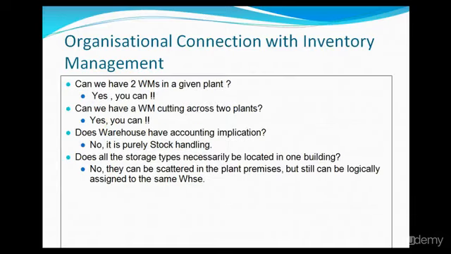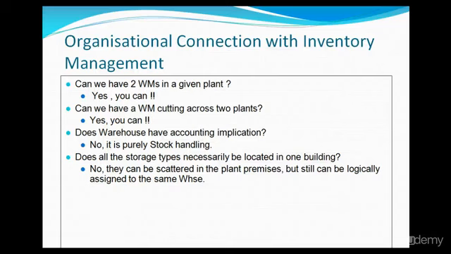So these are some frequently asked questions regarding how we typically assign and how many plants can be assigned to a warehouse, or how many warehouses could be linked to one plant. Can we have two warehouse management systems in a given plant? Yes, you can have them for two different storage locations. So one plant with one storage location can link to one warehouse. A combination of a plant and storage location should be unique to be linked to a warehouse.